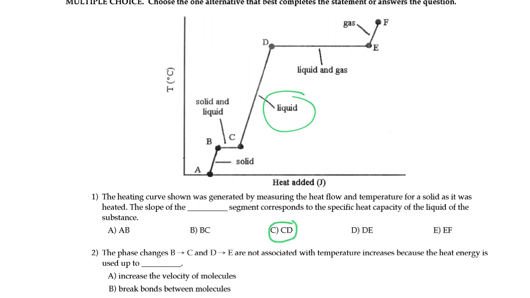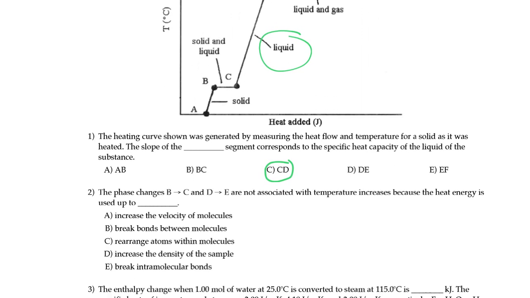Now the steeper slope would actually correspond to a lower specific heat, because being steeper means it's easier to increase the temperature, and a high specific heat means it's hard to increase the temperature. It's how much energy we have to put in to go up 1 degree. So it's actually the reciprocal of the slope that gives us the specific heat. Let's just keep going through these questions.